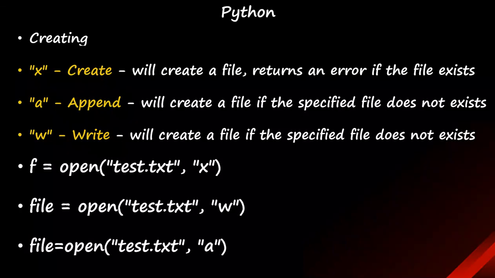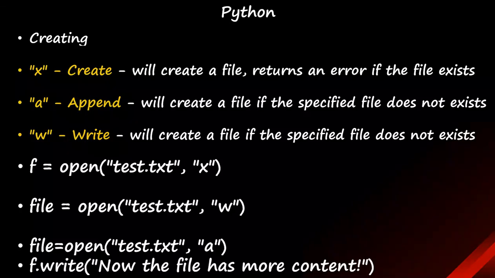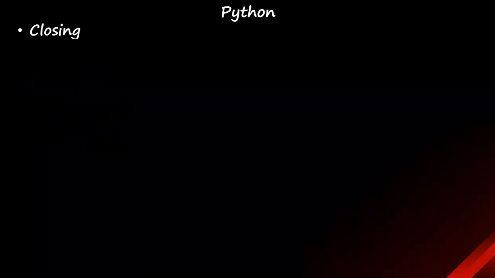And then open, mention the file you want to create, and then A. It will create a file and it will append all the content into the file. Like this, f.write, and then the file has been created with more content. So these are the basic ways of creating a file.